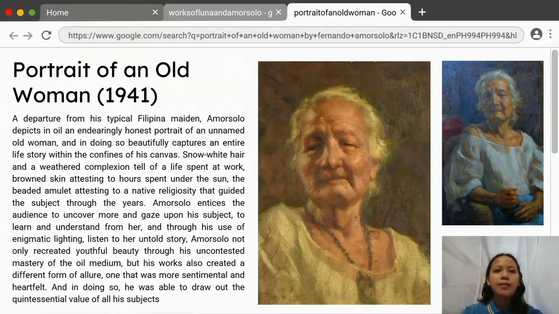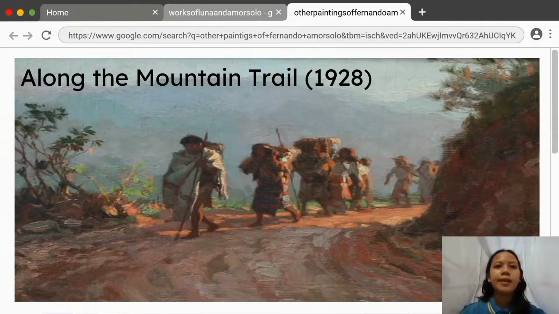Amorsolo not only created youthful beauty through his uncontested mastery of the oil medium, but his works also created a different form of allure. One of them was more sentimental and heartfelt. Yet in doing so, he was able to draw out the quintessential value of all his subjects. And here are other paintings of Fernando Amorsolo that are not that famous but still typically characterize high quality and commendable work.